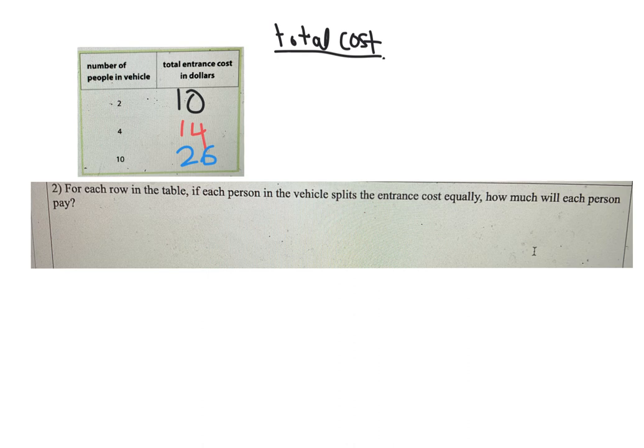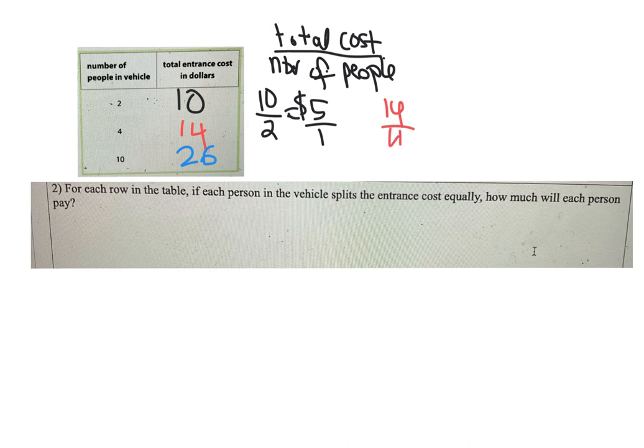So if I have 2 people, I'm going to divide the $10 by 2 people, and that means each person pays $5, okay? So that's $5 per one person. If I have 4 people, the cost is $14. So $14 total cost divided by my 4 people. You put that in your calculator, 14 divided by 4, and that's $3.50.